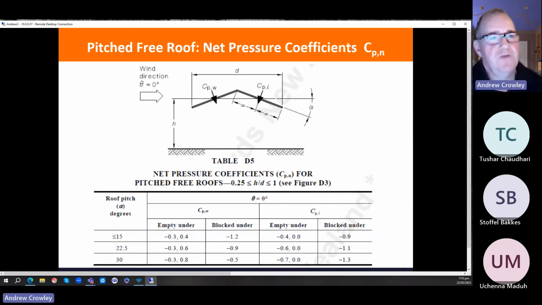So for a pitched free roof, you're given net pressure coefficients. So you don't work out actually internal pressures versus external pressures. You're just given an overall net pressure. And depending on whether you're blocked under, so what's happening to the wind underneath your roof? If there's a wall here, or this basically storage, you've got to consider it to be blocked. And again, read the fine detail of the code and it'll tell you how much you consider to be blocked as well, because you can see the values for blocked under are considerably higher than for empty under. If you think about it, it makes sense.